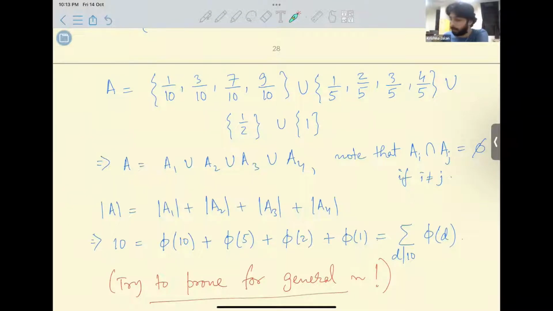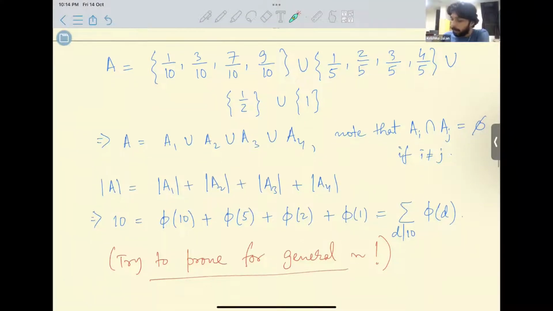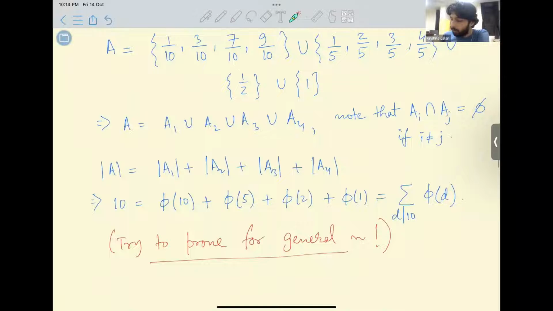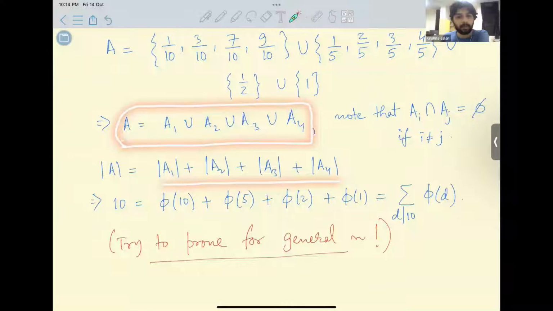1 is co-prime to every other number. So naturally, their intersection is empty. No two sets have any overlap. So the cardinality of A can be written as the sum of the cardinalities of the individual sets.